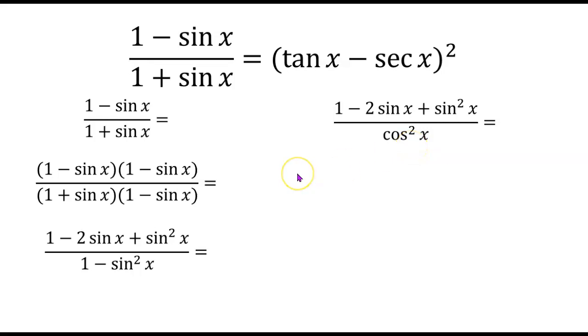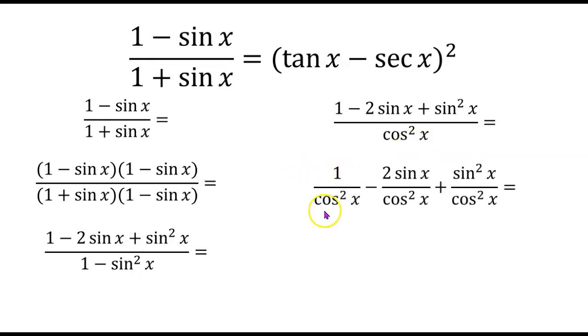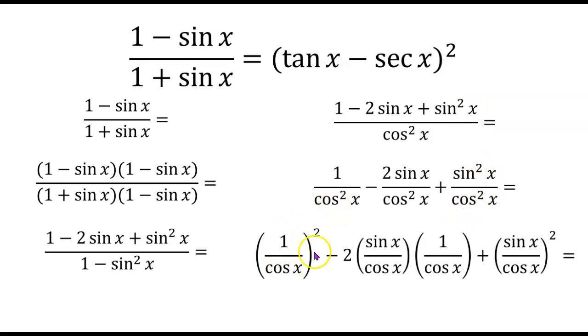Now let me separate this out into the individual fractions. 1 over cosine squared x minus 2 sine x over cosine squared x plus sine squared x over cosine squared x. So 1 over cosine squared, that would be the same as 1 over cosine, squared. This I'm going to separate out into a 2 times a sine over cosine times a 1 over a cosine. And then this I can think of as a sine over a cosine and then the whole thing squared. Okay, so this is where we are right now.